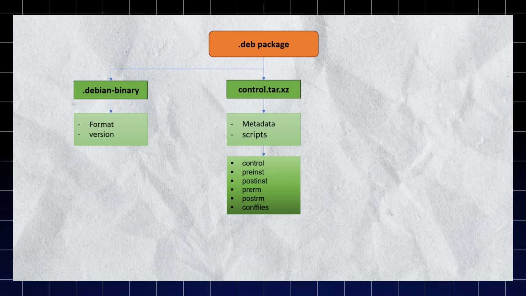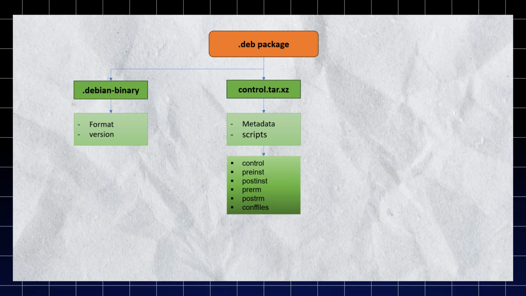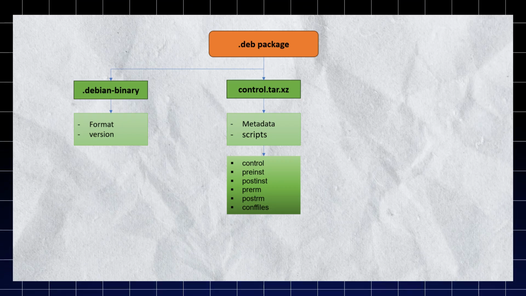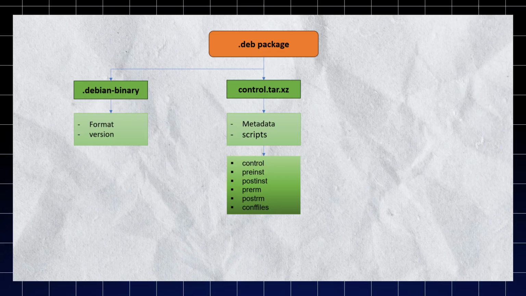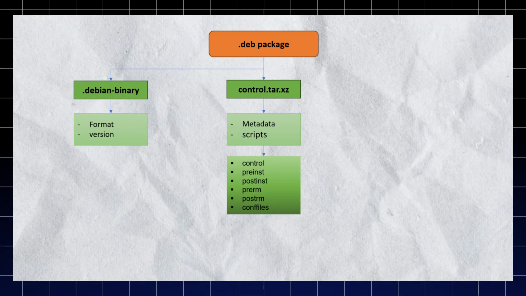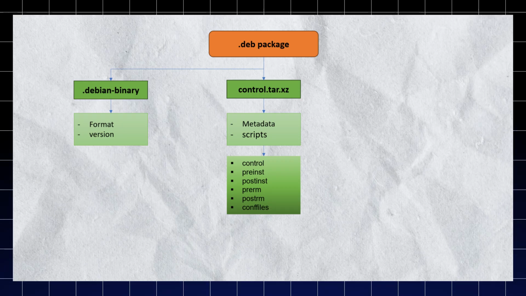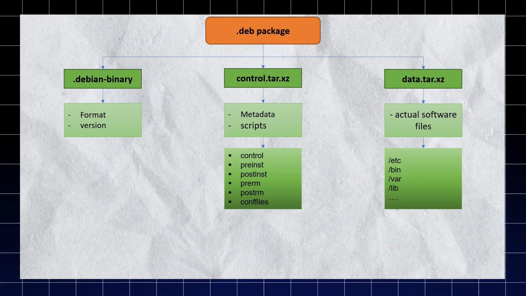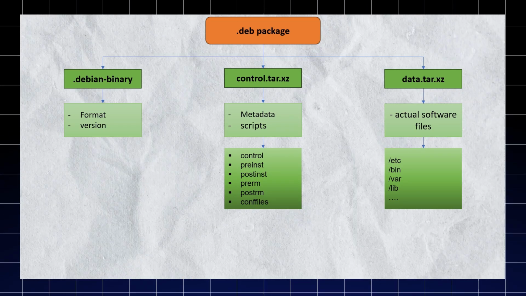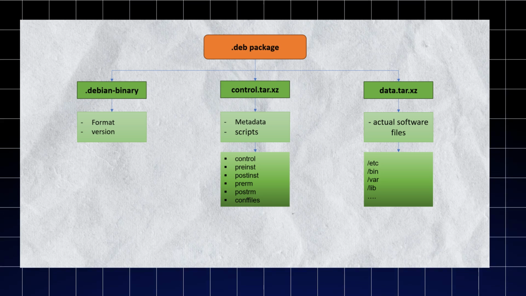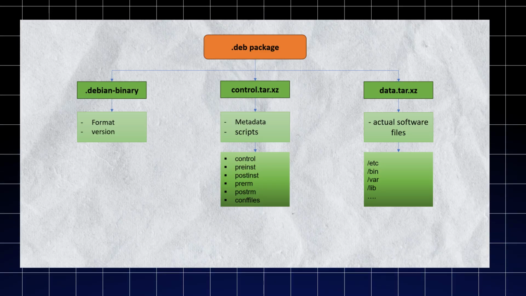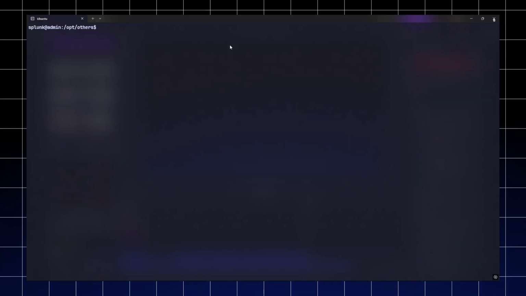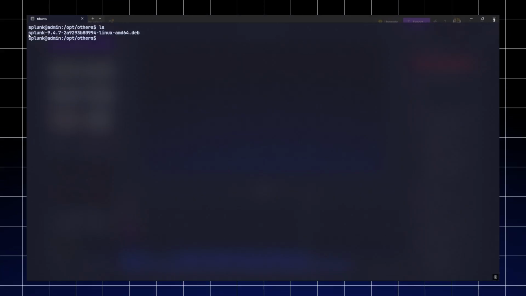This is where users are created, permissions are set, services are started, and boot start is enabled. Prerm. The prerm script runs before the package is removed. Postrm. The postrm script runs after the package is removed. Conffiles. And conffiles tells Linux which configuration files should not be deleted automatically. Finally, we have data.tar.xz. This archive contains the actual software files. Inside data.tar.xz, you'll see real Linux directories like /usr/bin, /usr/lib, /etc, /var.